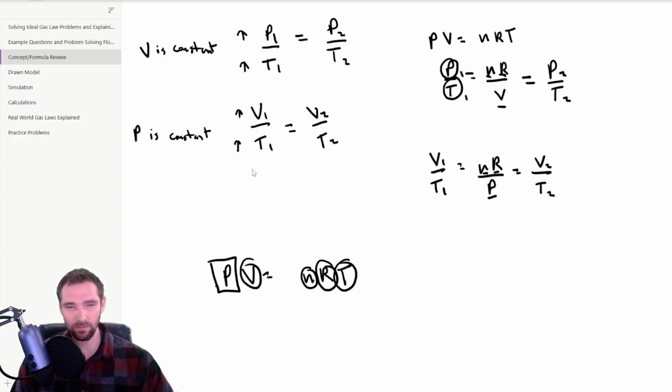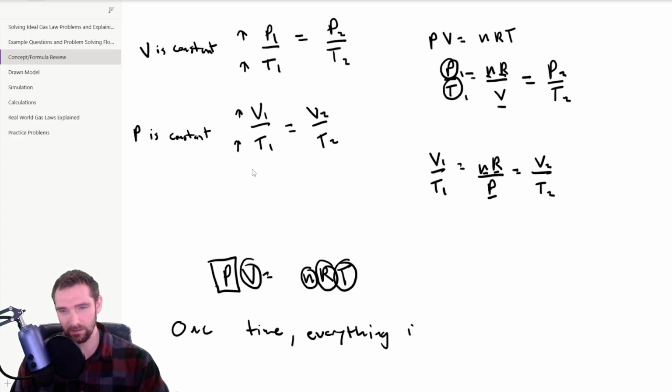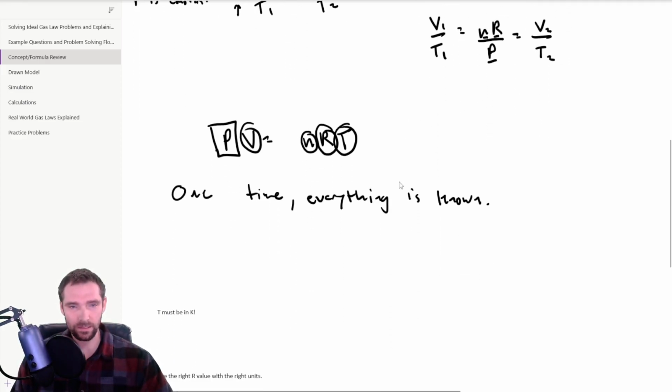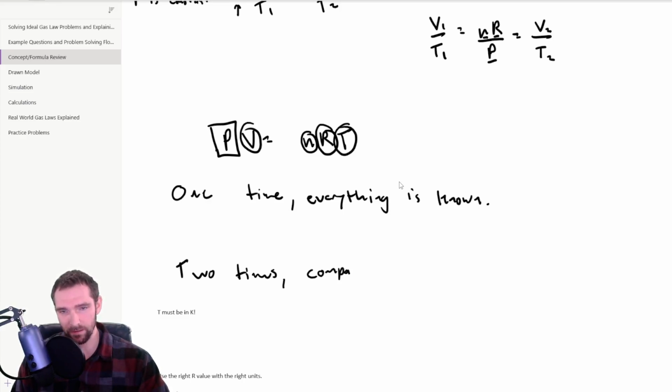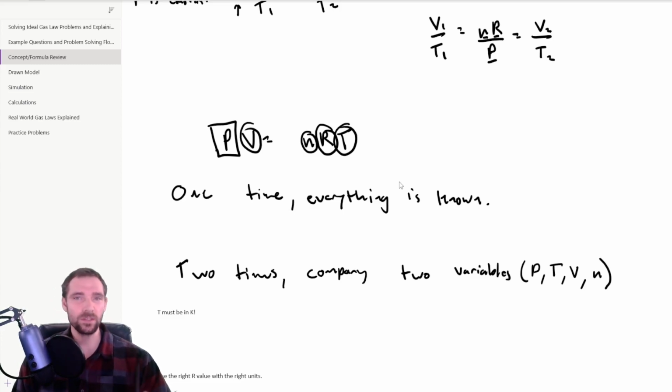It's either one time and everything is known, or it's two times and comparing two variables like pressure or temperature or volume or moles, because they do change the number of moles on these problems as well. So you have to be kind of careful about that.